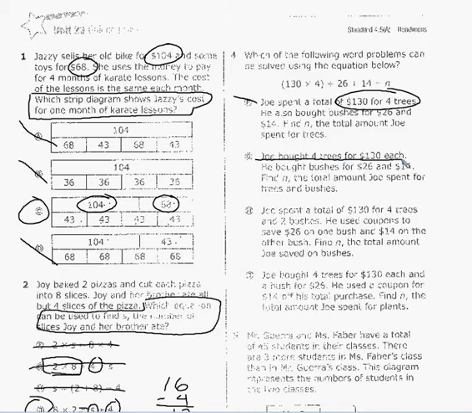Okay, he bought bushes for $26 and $14. Okay, find the total amount Joey spent for trees. And so plus 26 and plus 14. That looks pretty good. I'm going to put a question mark right there.